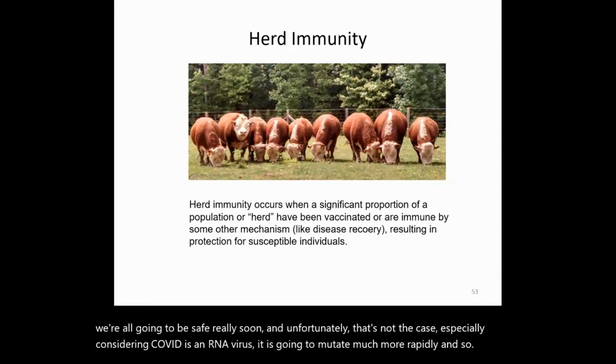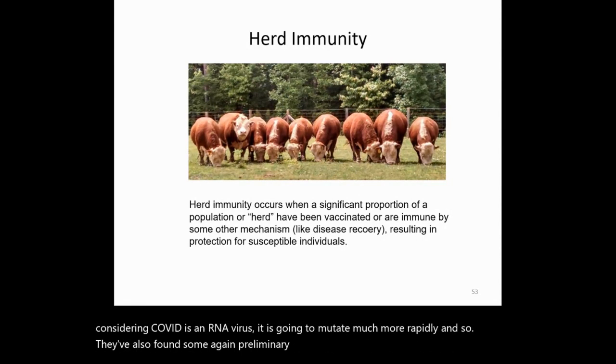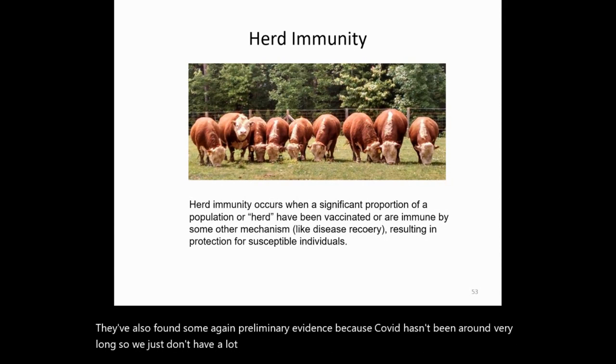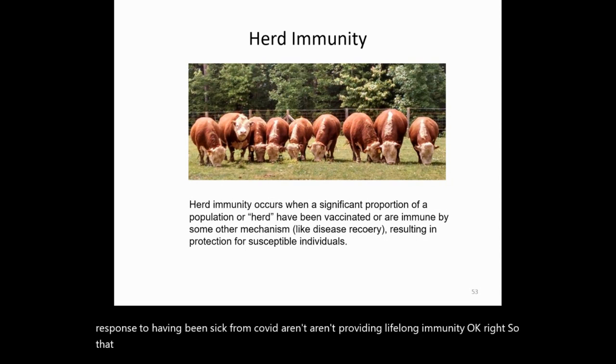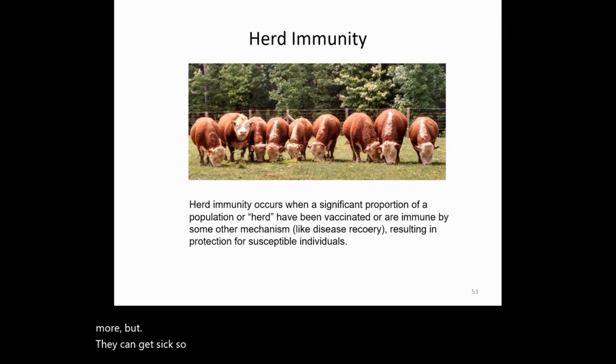They've also found some, again, preliminary evidence, because COVID hasn't been around very long, so we just don't have a lot of evidence yet, that naturally made antibodies, like in response to having been sick from COVID, aren't providing lifelong immunity. Okay, right. So that means people can get sick again in the future. It may take 9 to 12 months or more, but they can get sick. So they are more susceptible to mutations.